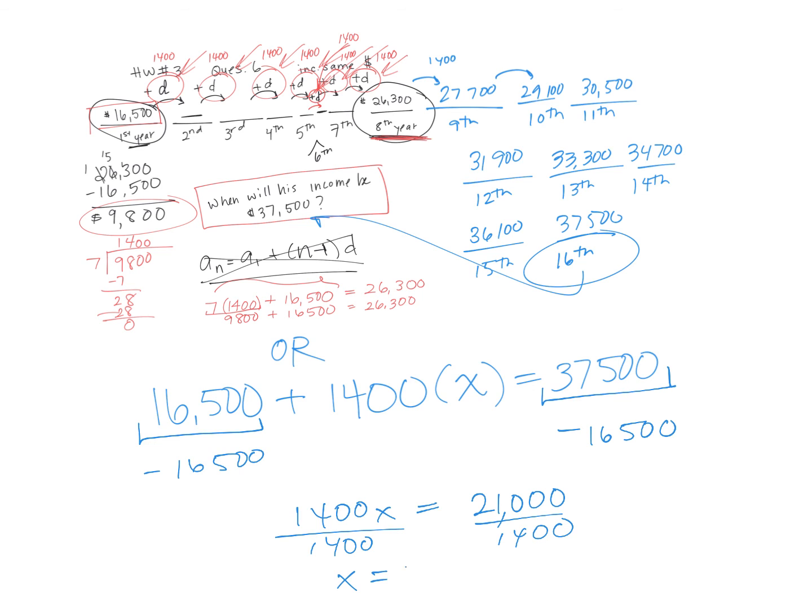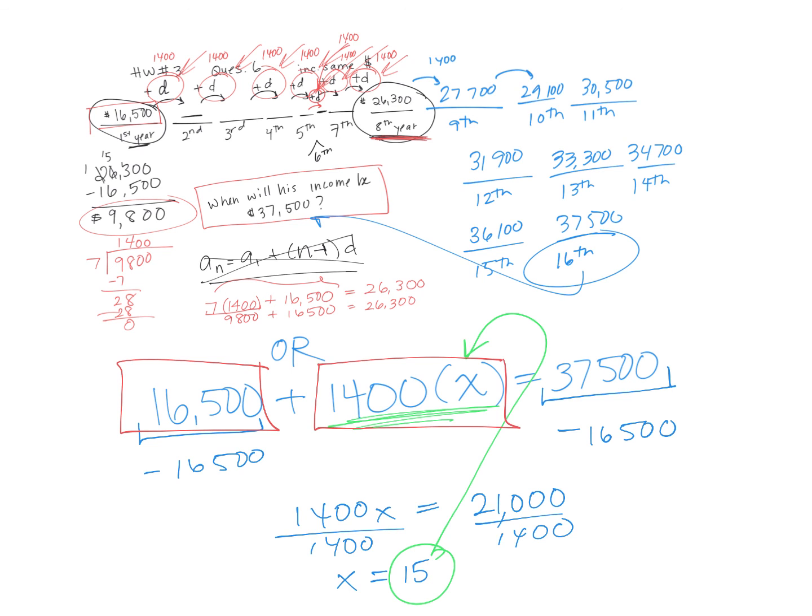It's going to be equal to 15. So what that 15 means is we need to add 15 of those 1,400s. So we have the first guy plus 15 of those, which means that this guy will be reached by the 16th term, or the 16th year, which is what we got over here by listing them. So both of them are acceptable.